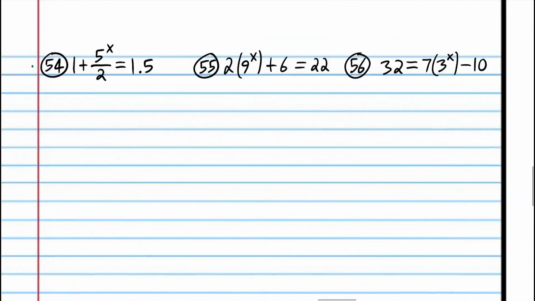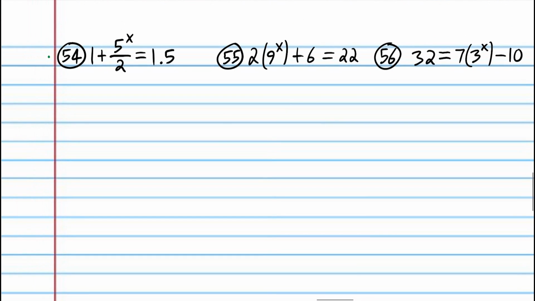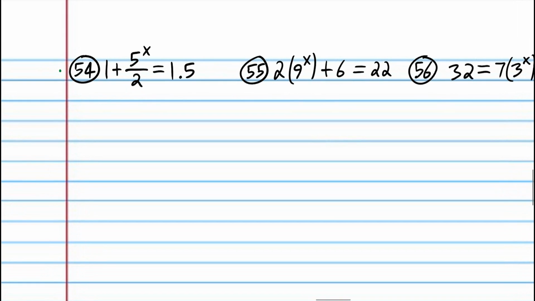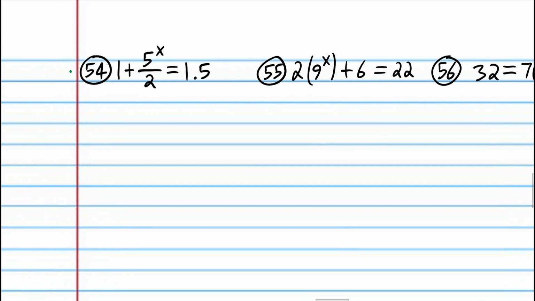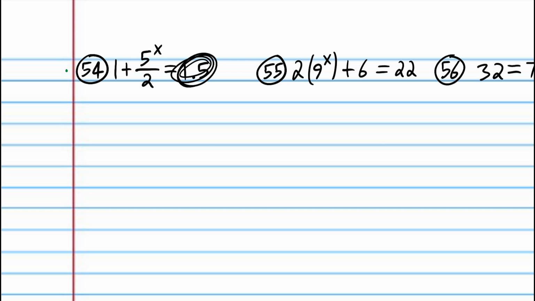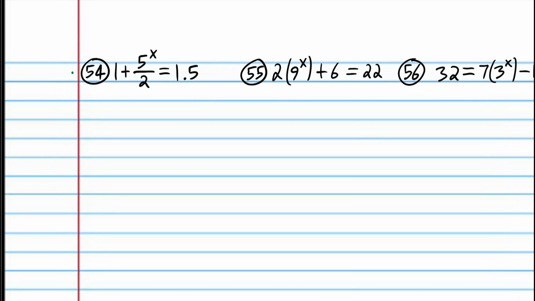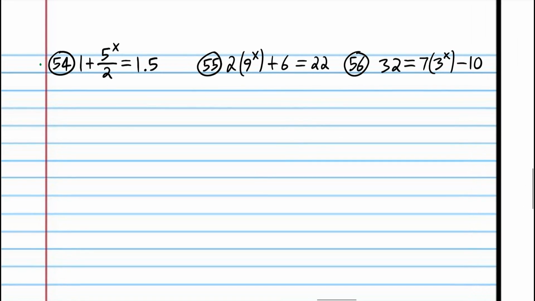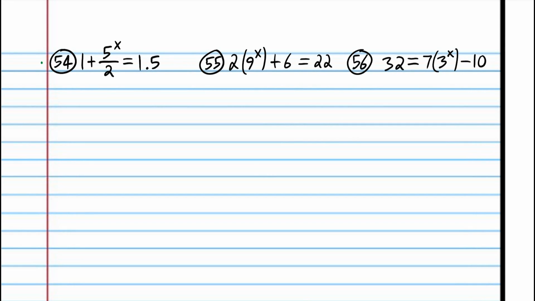So I want you to go ahead and try number 54. And again, we're trying to isolate the exponential expression by getting rid of the 2 and the 1. And if you need a calculator to figure out the arithmetic, because we have that decimal, that's fine. It doesn't really make a difference. You don't really need a calculator. You can probably do it in your head. But the key is, do we need a calculator to use the log function? So try number 54, and when you come back, we'll do it together.